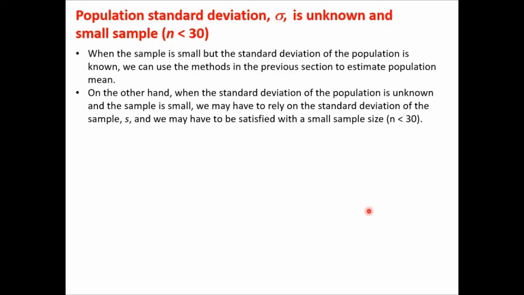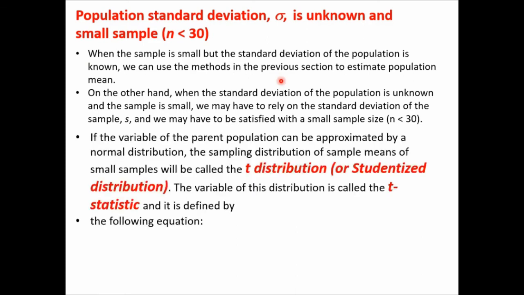Now let us go to the estimation aspect, where we're going to look at populations of unknown standard deviation, and we will be taking small samples. If the variable of the parent population can be approximated by a normal distribution, the sampling distribution of sample means of small samples, as we mentioned before, would be called the t distribution, and the variable of this distribution, which is the t statistic, will be determined by this equation here: x bar minus mu divided by the standard error, or s over the square root of n.